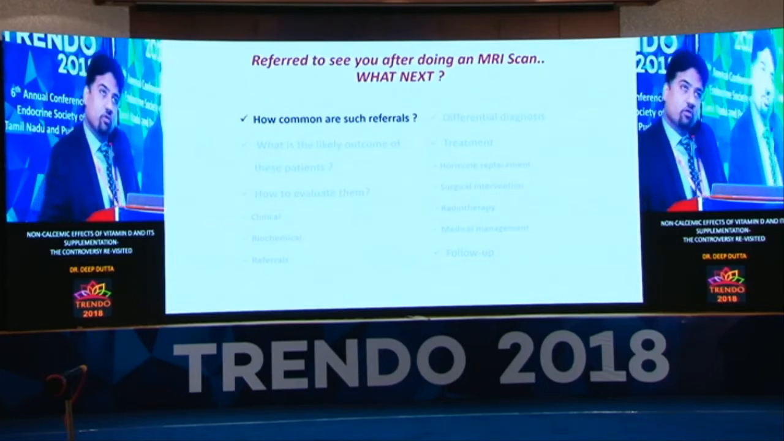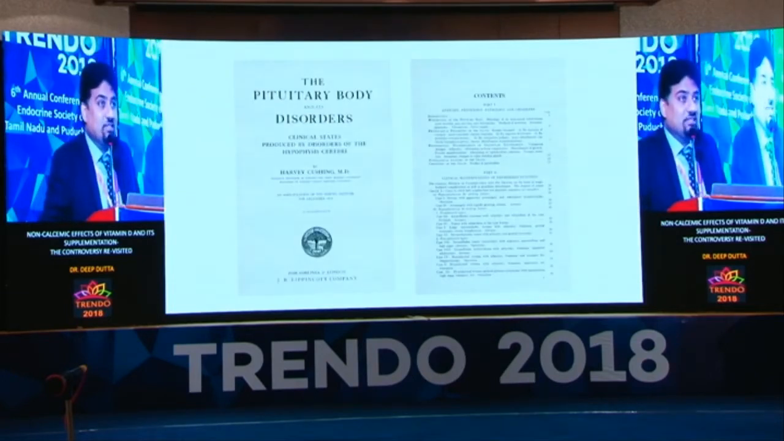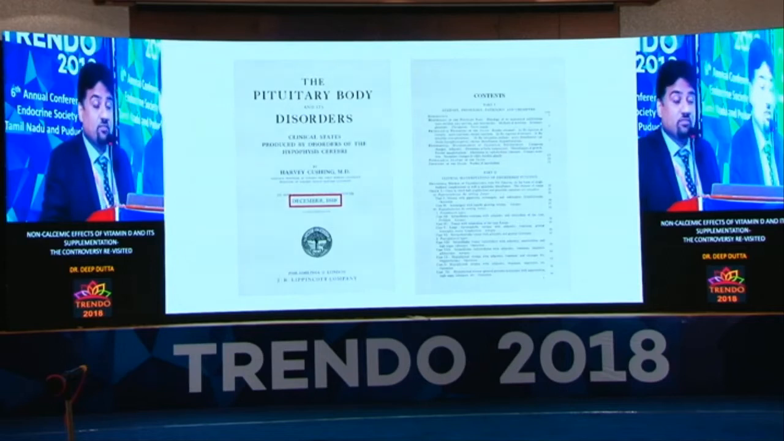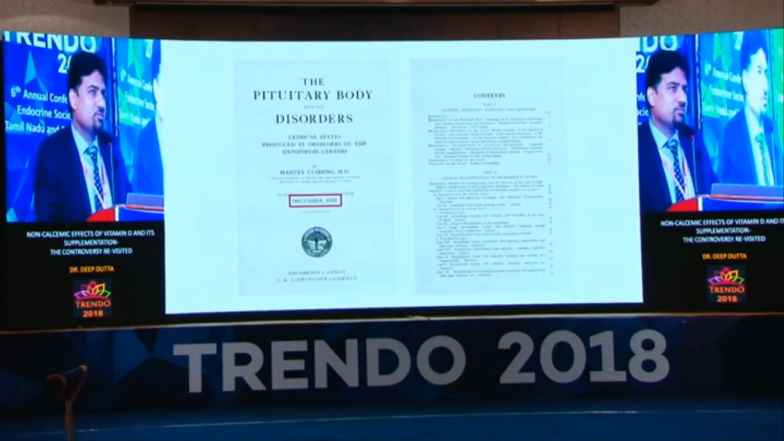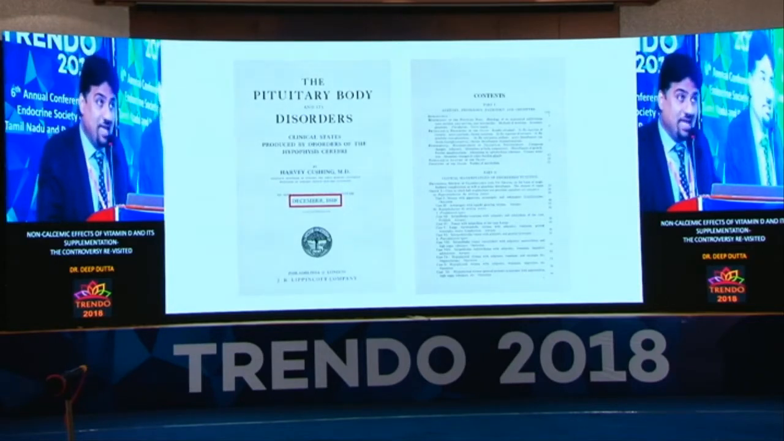When you talk of the history of pituitary disorders, way back in 1920, it was Harvey Cushing who first described a lot of pituitary disorders, but at that time there was no MRI and CT scan.